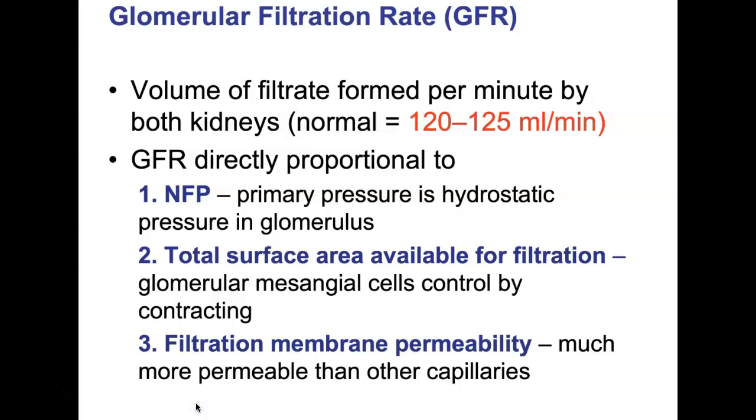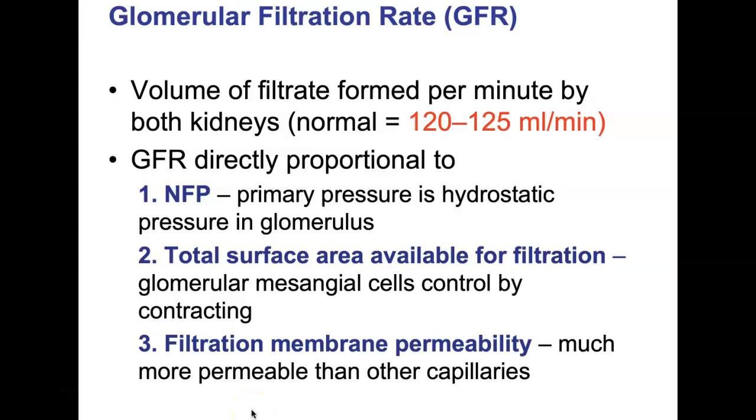Finally, of the 180 liters of filtrate that is produced daily by the kidneys, that 180 liters of filtrate per day translates to the normal GFR, which is going to be 120 to 125 milliliters per minute. So another thing to think about is that, assuming nothing else changes, an increase in the GFR is going to increase urine output, which reduces blood volume and blood pressure, and the opposite holds true for a decrease in GFR.